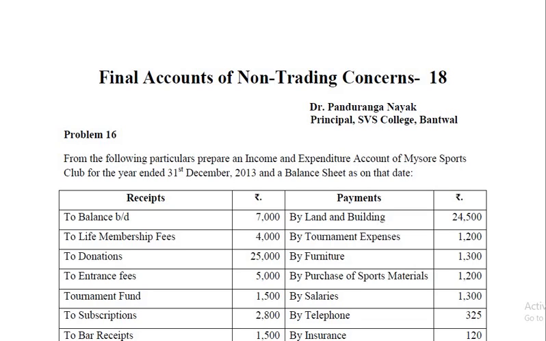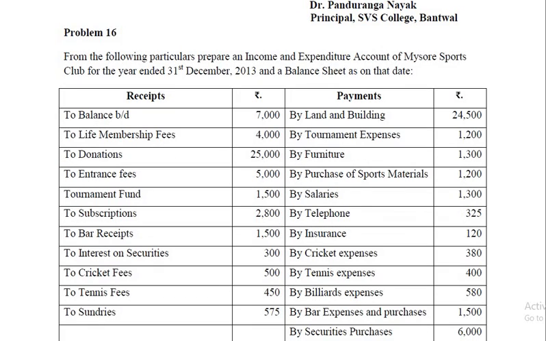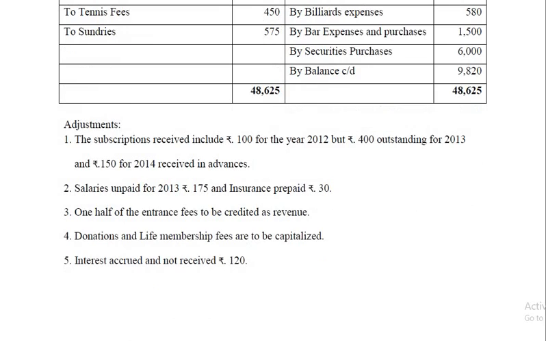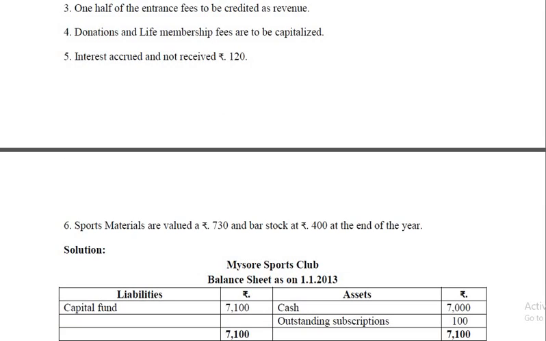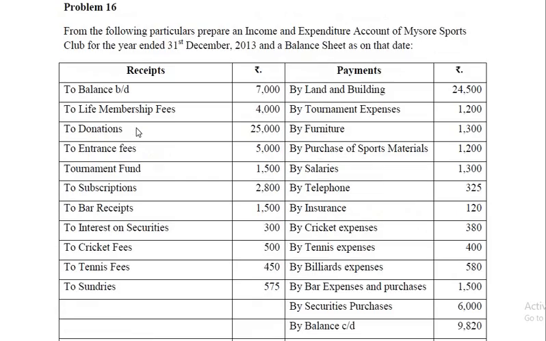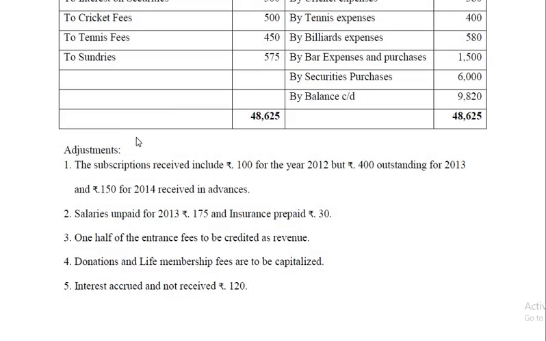Problem number 16. Receipts and payments account is given. With the help of that, you have to prepare income and expenditure account as well as balance sheet. Additional information is also provided. In this problem, they have not given the opening balance sheet. They have not given the capital fund. Therefore, we need to prepare opening balance sheet also.